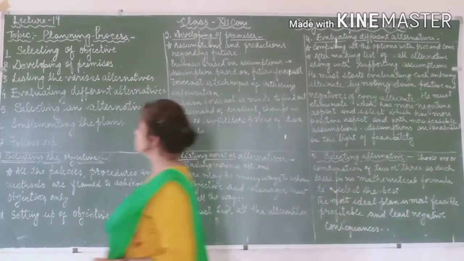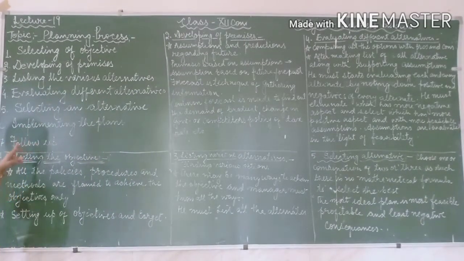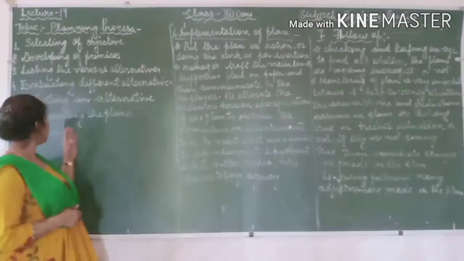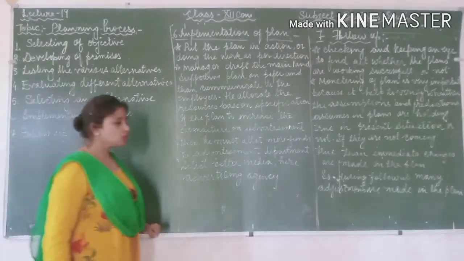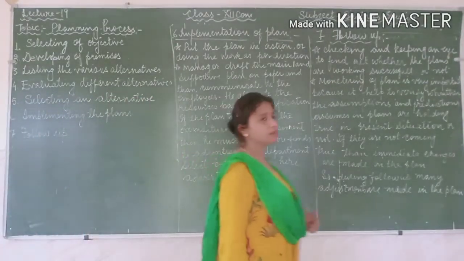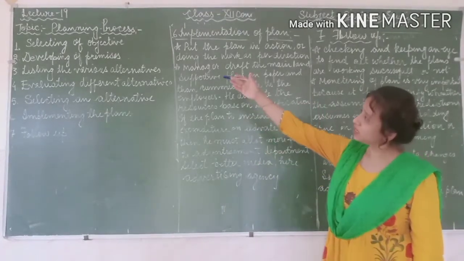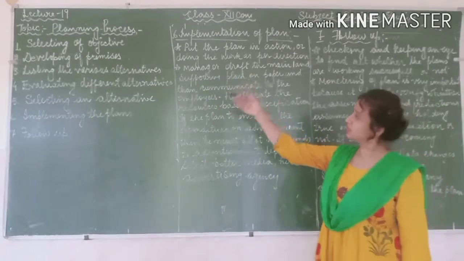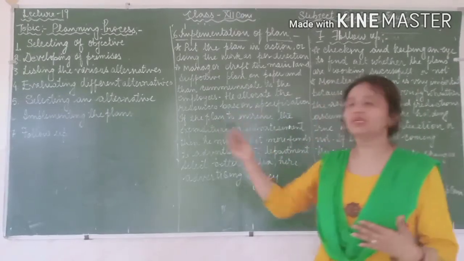Next is the implementation of the plan and the follow up of the plan. The sixth one is implementing the plan and the seventh is the follow up of the plan. So implementation of the plan means put the plan into action. Before that, what were the steps? Selecting the objective, developing the premises and listing the various alternatives.